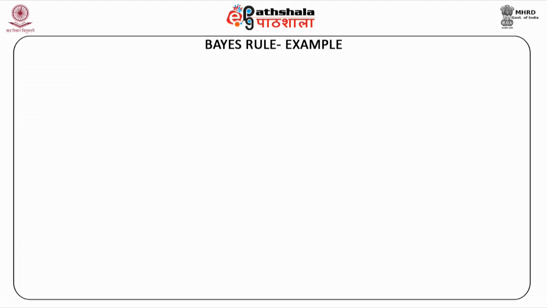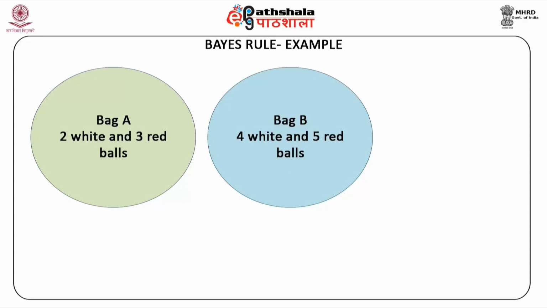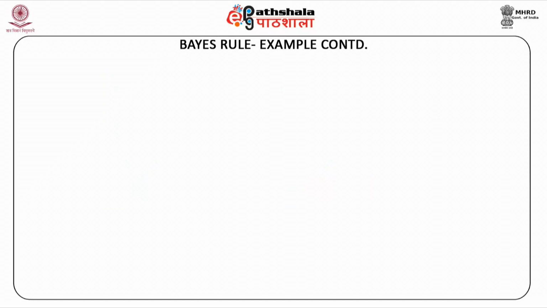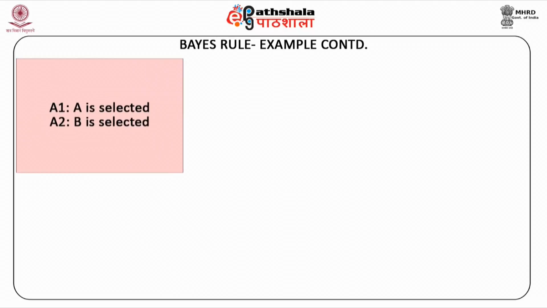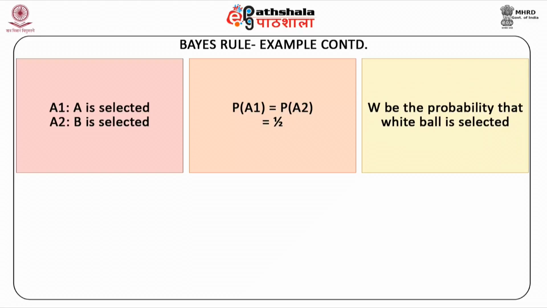Let A and B be two bags such that bag A has two white and three red balls. The bag B has 4 white and 5 red balls. A ball is selected and is observed to be white. Find the probability that B is selected. Let A1 and A2 be the two events given by A1, A is selected, A2, B is selected, and probability of A1 is equal to probability of A2 is equal to half. Let event W be the event that a white ball is selected.